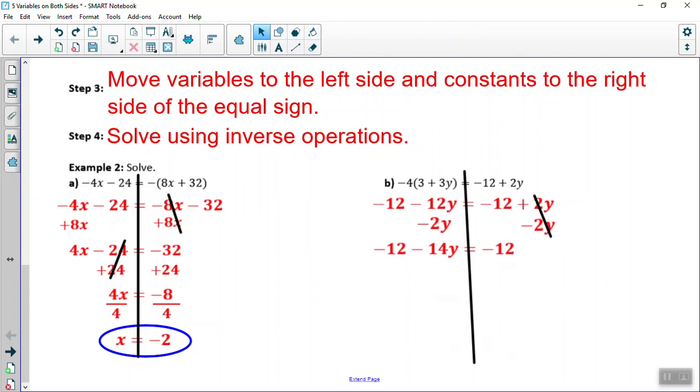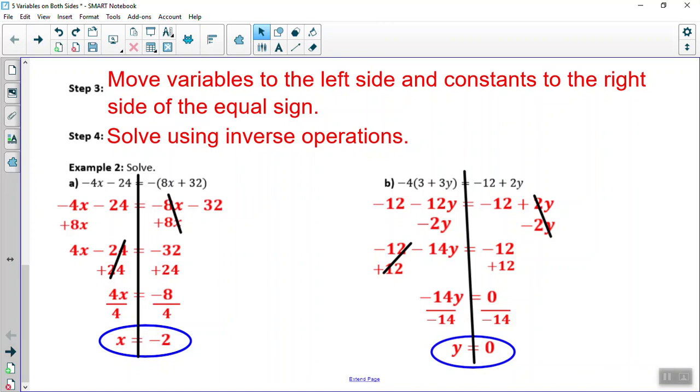So now we're down to -12 minus 14y equals -12. Now that I have my variable term on the left, I now want to get this constant term over to the right. I'm going to do that by adding 12 to both sides, which will then cancel out these 12s here. And I'm left with -14y equals 0. Last step, divide both sides by -14, and we get y equals 0.